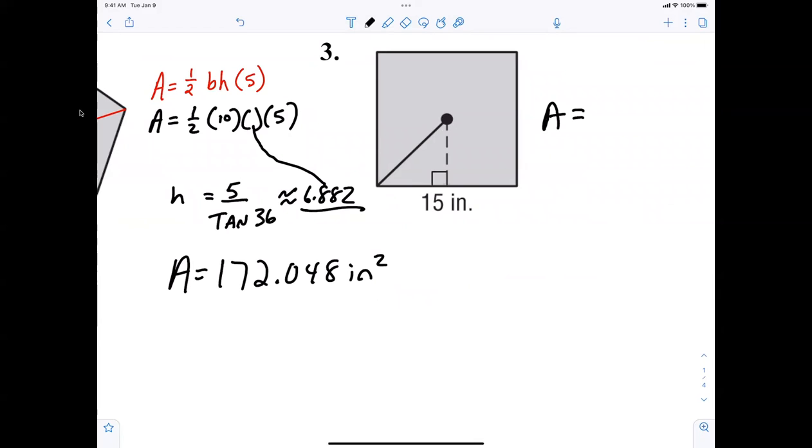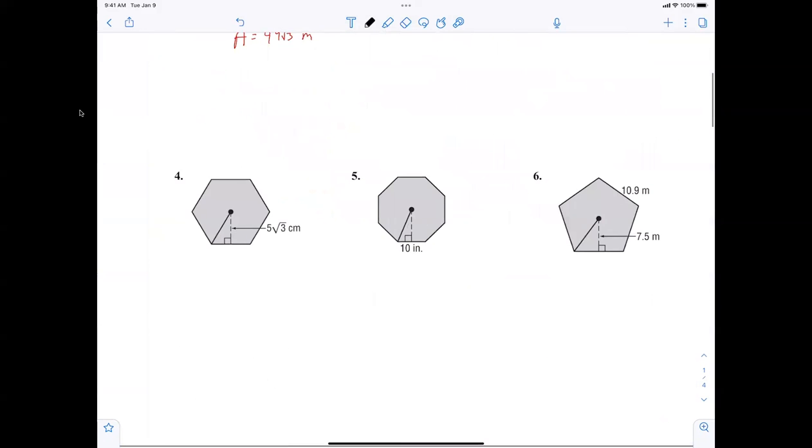175? How do we get 175? 15 squared. Well, 15 squared today is, don't worry. I made a mistake today, so I'm letting you off the hook. 225 square inches. So there you have it. Anybody have any questions? All right, so now we're moving on to question number 4.